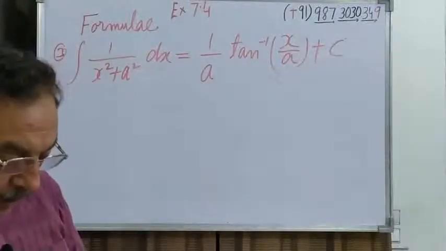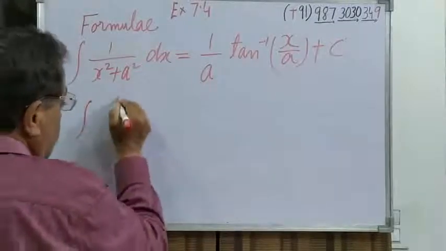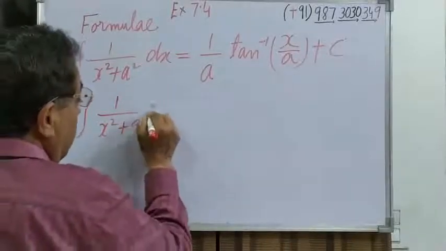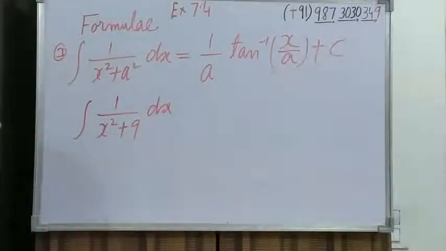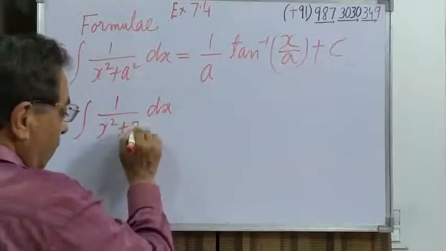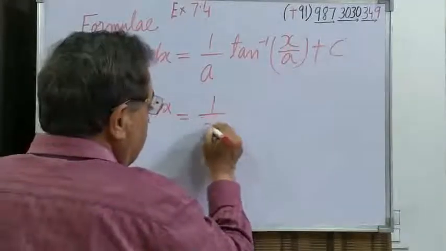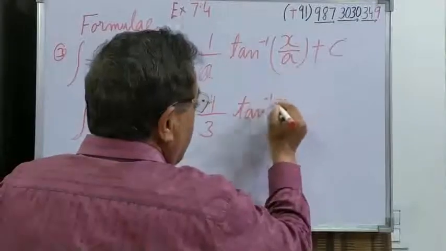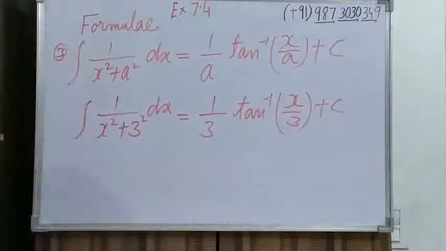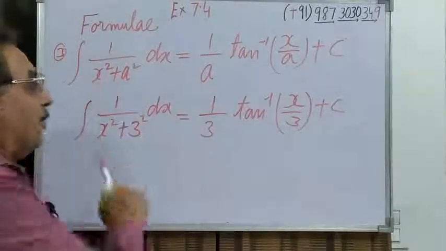I give you an illustration for this one also. Suppose you get the question: integrate 1 upon x square plus 9 dx. To integrate it, 9 can be written as 3 square, because we want both to be in square. The answer would be 1 by a, that is 1 by 3 into tan inverse of x divided by 3, plus c. So that is the integration of the sum of the squares of the two terms.